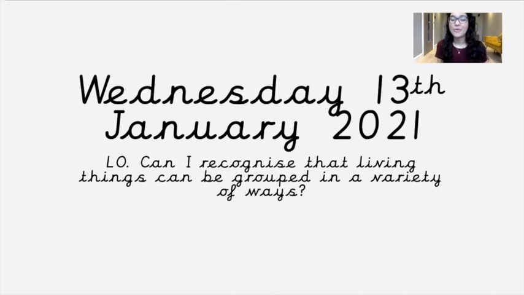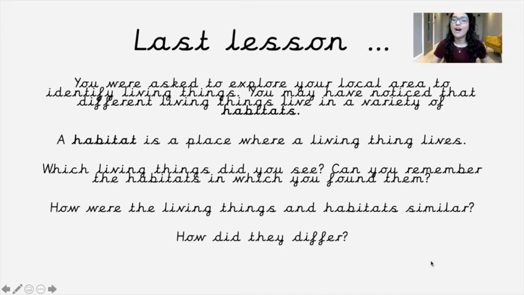Systems class. For your science lesson today, the learning objective is, can I recognise that living things can be grouped in a variety of ways? Okay, so last lesson, you were asked to explore your local area to identify living things. Now, you may have noticed that different living things live in a variety of habitats. So that means that living things don't just live in the one habitat, they live in different places. Now, if you're wondering what a habitat is, it is a place where a living thing lives.